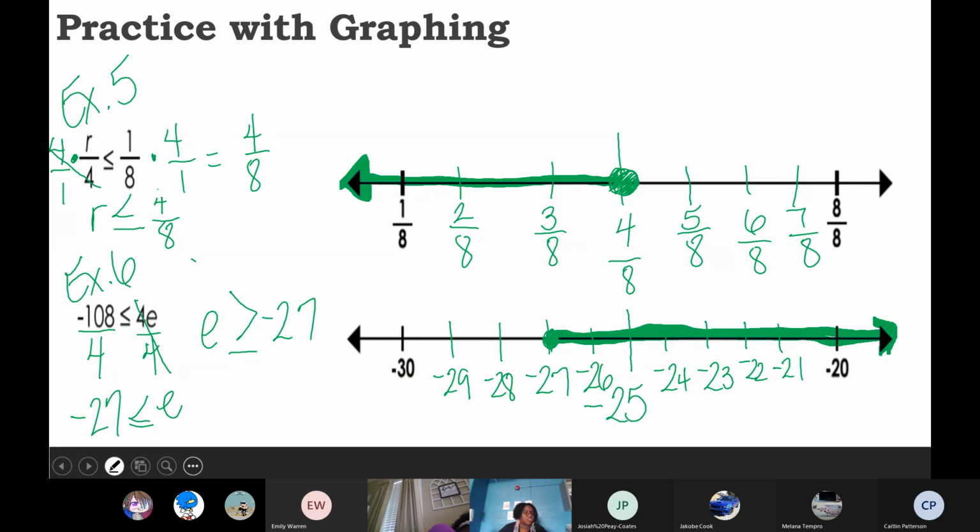Okay, let's finish our shading and we're going to move on. I think it's small group after this. If not, it is going to be.